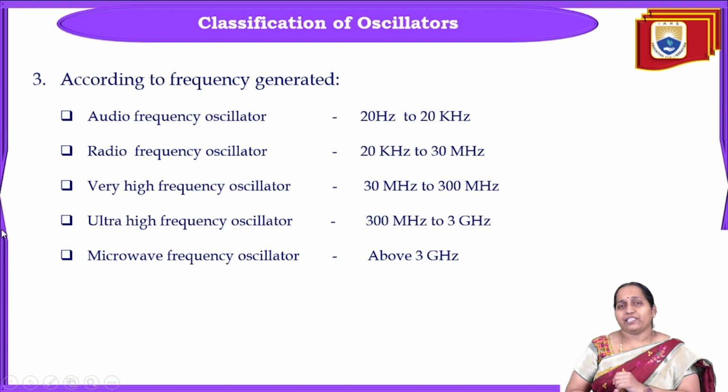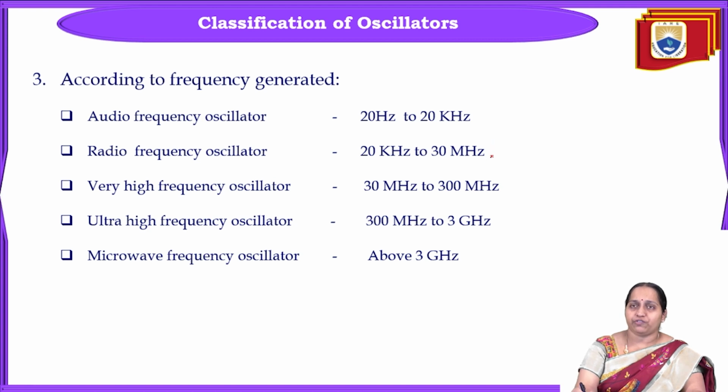Okay. The next classification is according to frequency generated. So, according to the frequency of the signal generated, oscillators are classified into 5 types. Audio frequency oscillator, whose signal ranges between 20 Hz to 20 kHz. Then radio frequency oscillator, whose frequency ranges from 20 kHz to 30 MHz.